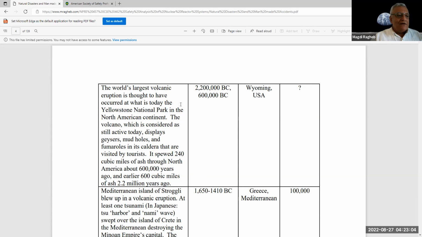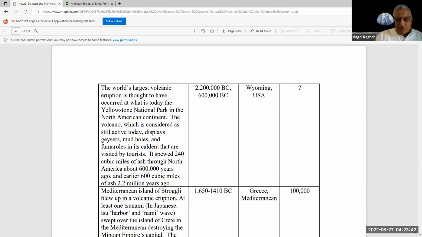But if you go to Yellowstone Park, you will find very fascinating displays from nature, like geysers, mud holes, and fumaroles. Fumaroles are holes in the ground that are basically releasing gases, particularly sulfur gases: hydrogen sulfide, H2S, the bad smell of rotten eggs, and SO2, which is the sulfur oxides in general. And 600 cubic miles of ash were ejected into the atmosphere.